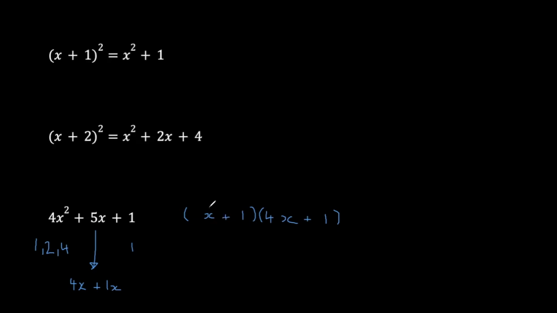Now when we FOIL this out, we get 4x squared, and we're going to do the outsides to get plus x, inside plus 4x, last plus 1. And you can kind of see we've got the same thing here, except 5x is the sum of 4x plus 1x.